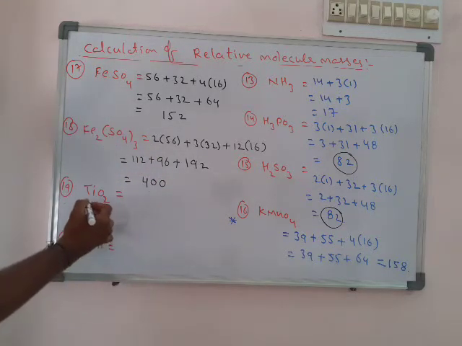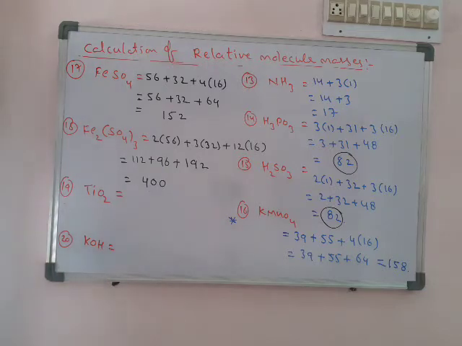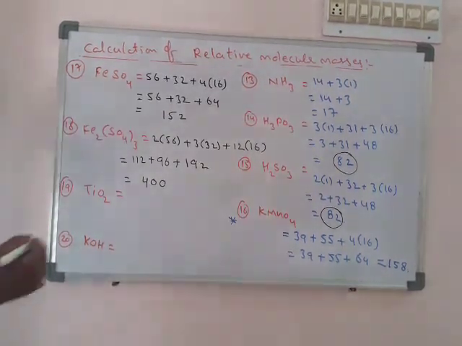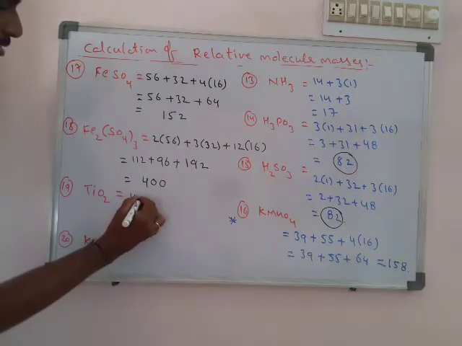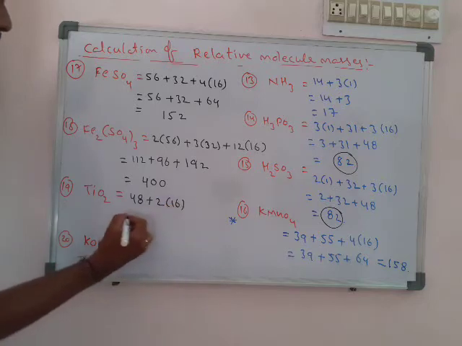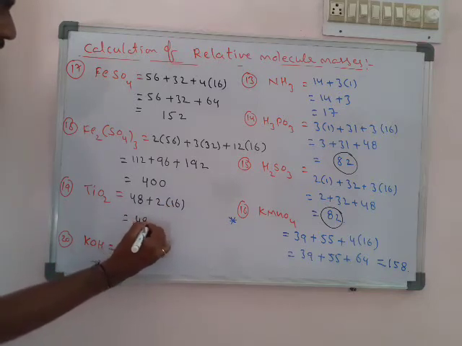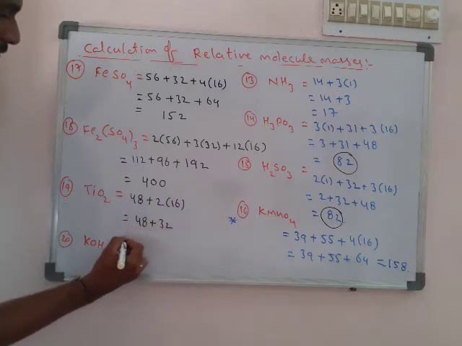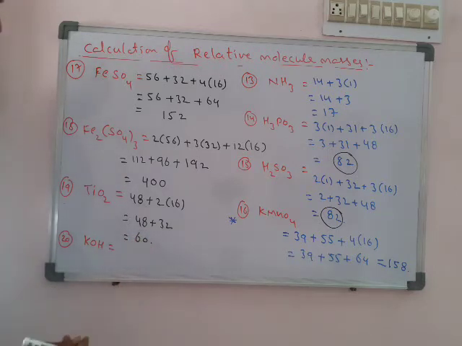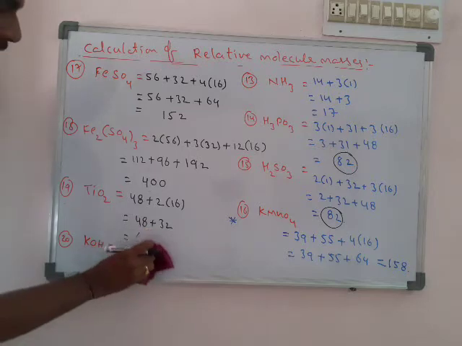Okay. Next, titanium. So what is the value of titanium? What is the atomic weight of titanium? You must remember all these values. 48. Oxygen is 2 into 16. How much will you get? Okay, I think it's 70. Oh, I think 80. Okay.